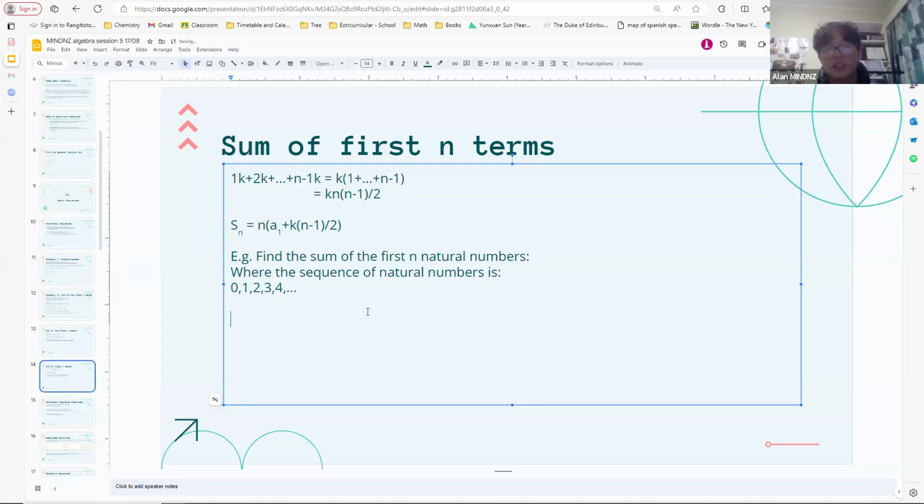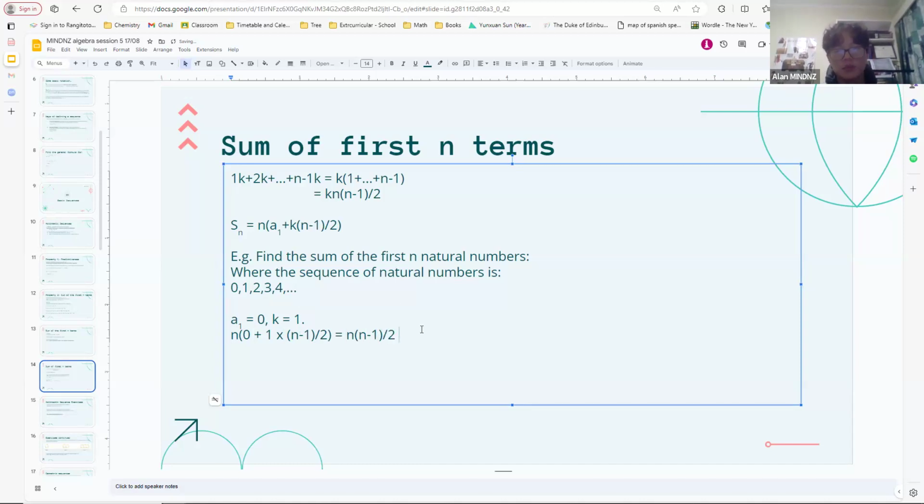So to do this, we could just plug in values. We know that a1 is simply equal to 0, and the common difference is just 1, so k equals 1. When we plug this in, we get n times 0 plus 1 times n minus 1, divided by 2, which is just n times n minus 1 divided by 2.